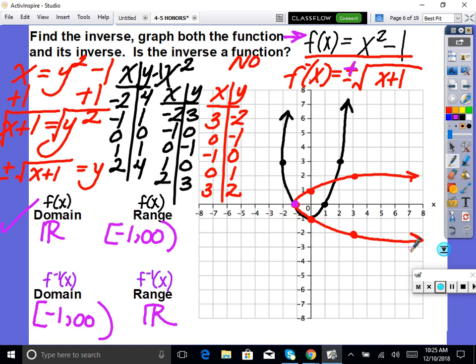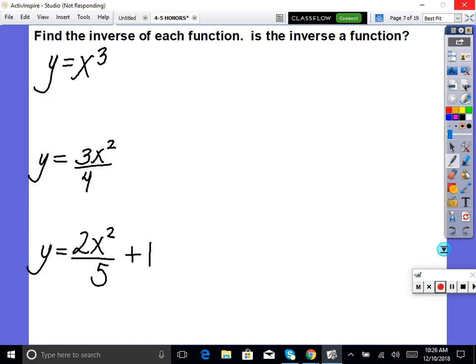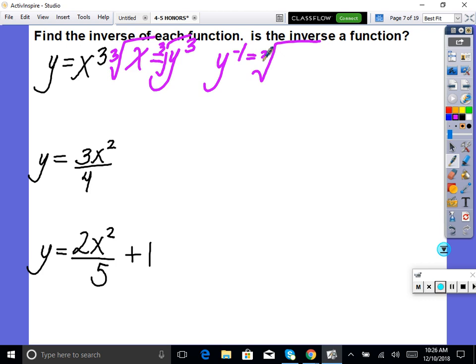Making sense? All right. Now these examples you're not going to need to take notes on. You're just going to watch, because then you're going to practice on your own in about 1 minute. So find the inverse and then is the inverse a function? We switch x and y. So x is equal to y cubed, get y alone. So cube root both sides. Do cube roots get plus or minuses? So f inverse is equal to the cube root of x.